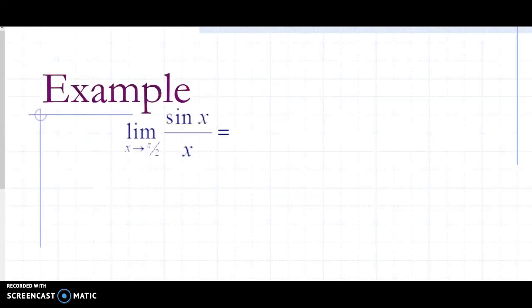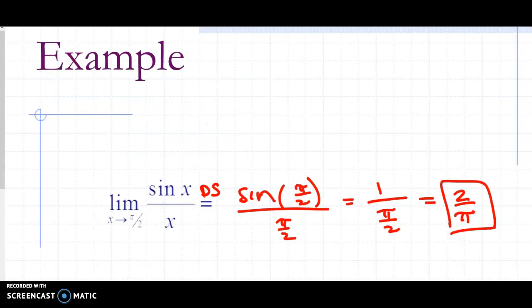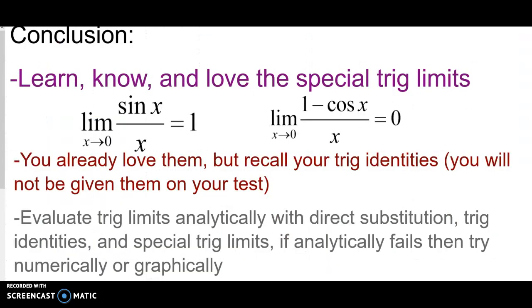All right, last one. Let's have you guys try this one. Go ahead and put me on pause. Right, this one was not difficult by any means. This one was just a direct substitution one. So I substituted in my pi over 2 anywhere where I had an x, and I got 1 over pi over 2, but since I have 1 divided by this fraction, I can make this equal its reciprocal, which is 2 over pi.